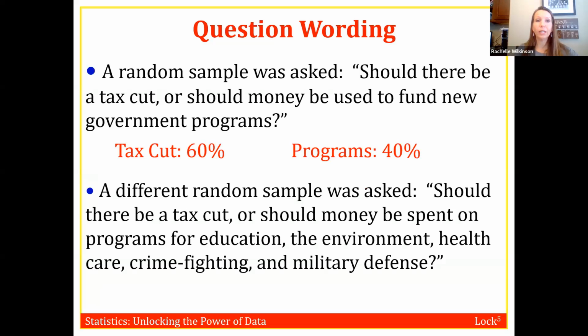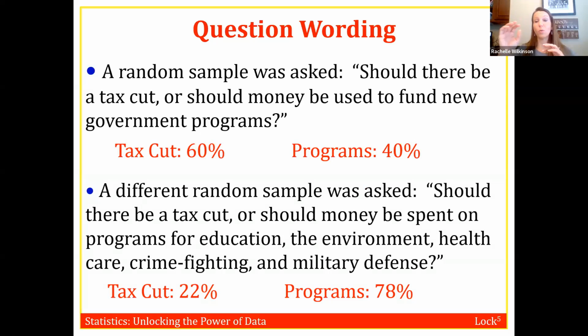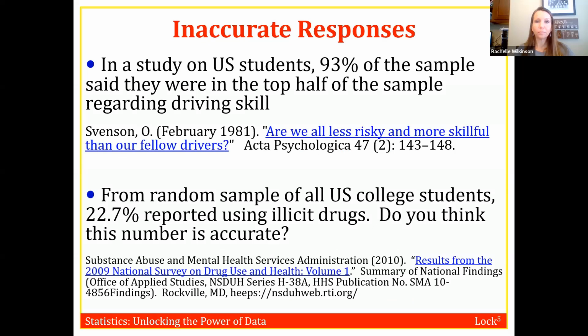Here's another one. A random sample was asked, should there be a tax cut or should money be used to fund new government programs? 60% of the people said they wanted the tax cut, but when they worded it as should there be a tax cut or should money be spent on programs for education, the environment, healthcare, crime fighting, and military defense, only 22% wanted the tax cut. So again, it's essentially the same question, but the way that they worded the question ended up producing some bias, and they got completely different results.